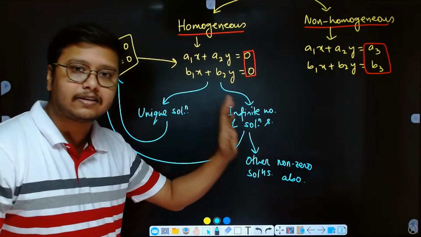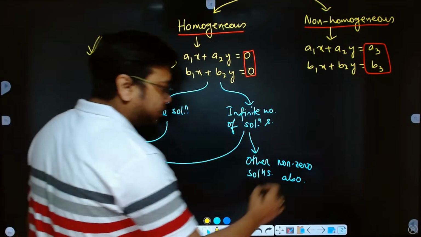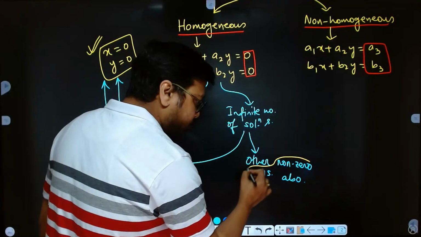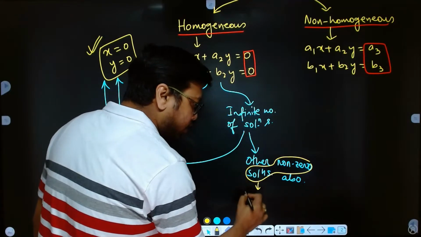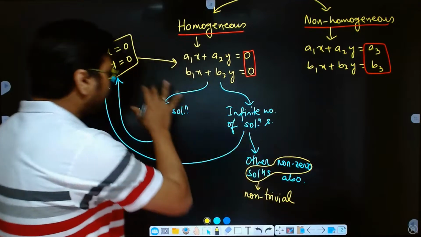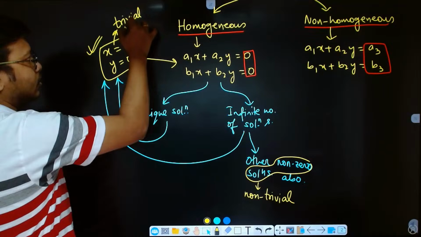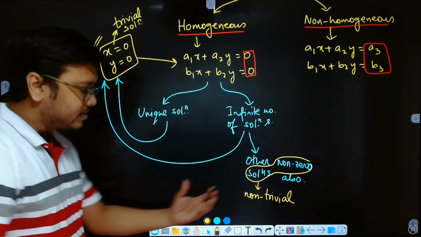Other than that, there are some non-zero solutions also. Okay, and we have a special name for this. These non-zero solutions are called non-trivial solutions. And the (0, 0) solution is called a trivial solution. So we usually use these special names.